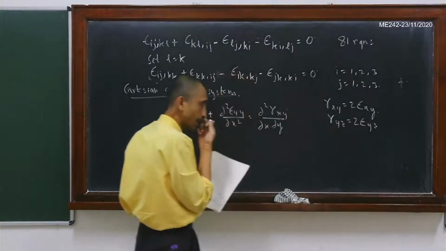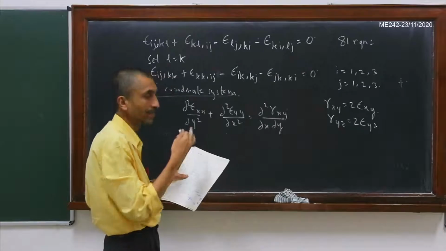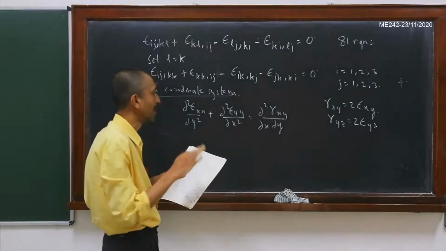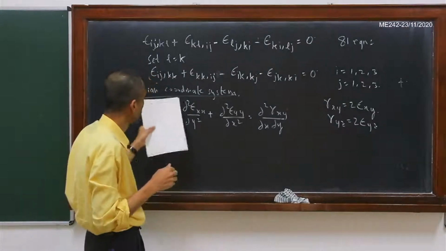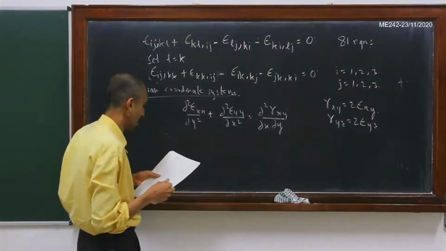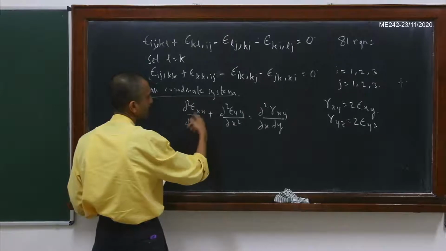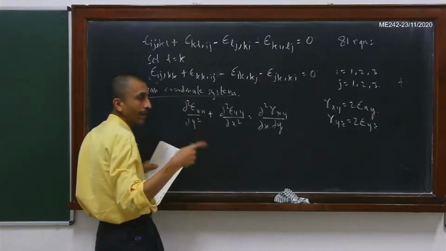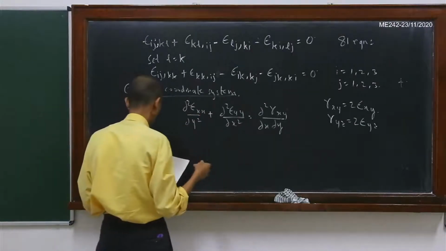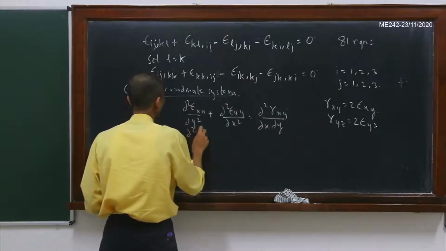Okay, so the reason for bringing in these engineering strains we will get into at a later stage, but this is how the first compatibility relation will look. Then all you have to do is that wherever x occurs, you replace it by y. Wherever y occurs, you replace it by z, and so on. Okay, so then you will get the second compatibility relation.